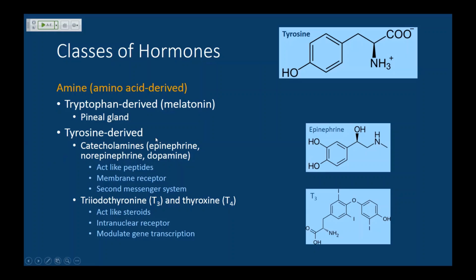But the other important ones are going to be derived from the amino acid tyrosine. Okay, a couple important ones. The catecholamines, which consist of epinephrine, norepinephrine, and dopamine, are derived from tyrosine. Here's epinephrine over here. And the amine hormones are kind of interesting because some of them act like peptide hormones and some of them act more like steroid hormones. So you're going to be responsible for knowing which ones do which.